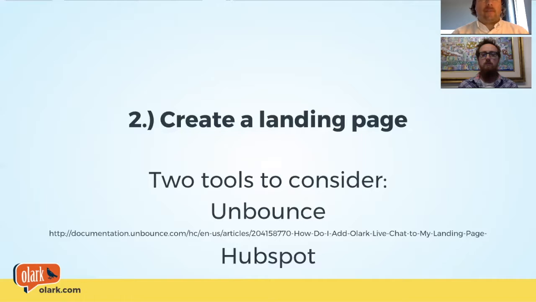The second step for this would be to create a landing page. So we use two tools for creating landing pages. The one we really love is Unbounce. It's a pretty cost-effective platform. It gives you a lot of customization options. They actually also have some documentation on how to add Olark live chat to a landing page on their platform. It's really simple. It's the same process you follow to add it to your website, but you can add it specifically to a landing page you might build for an email campaign. Another platform you might want to consider is Hubspot.